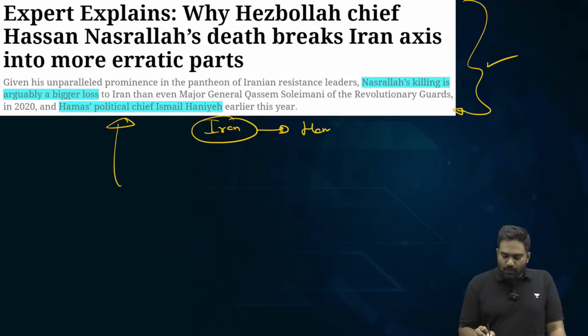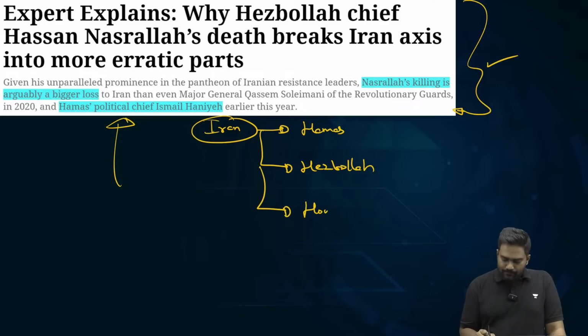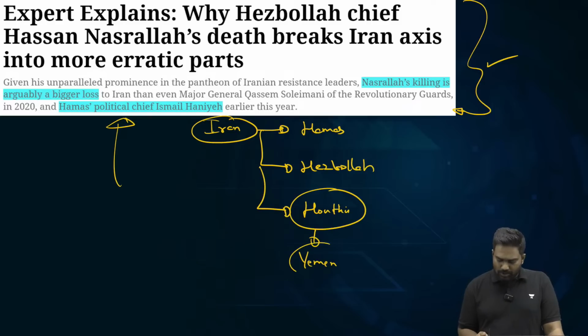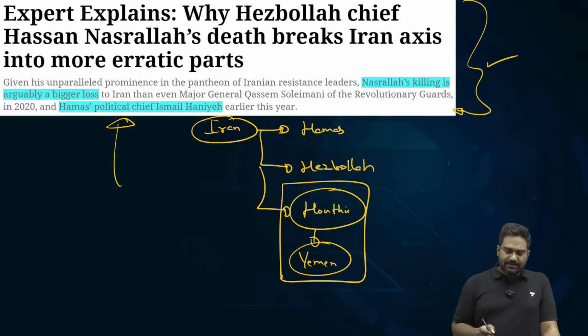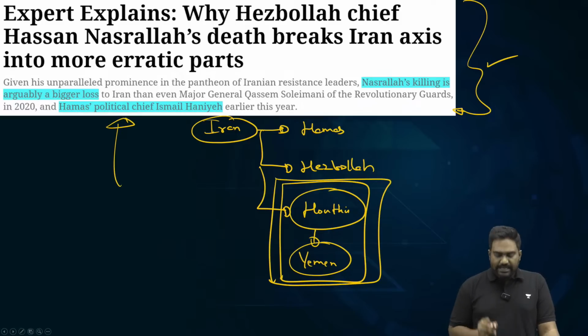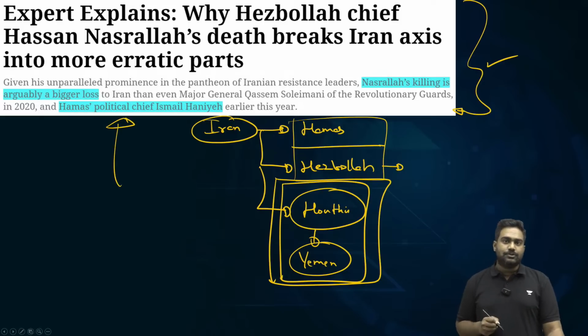Iran has been weakened because its proxies have been almost decimated. The Houthis don't pose such a big threat to Israel or US. The Houthis are more of an irritant, targeting ships in the Red Sea and Arabian Sea, firing missiles at Israel. But this is something that Israel and US can handle. But Hamas and Hezbollah were formidable outfits, and especially Hezbollah was the most powerful organization.